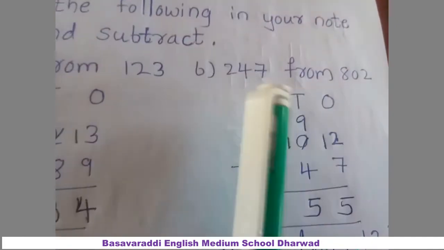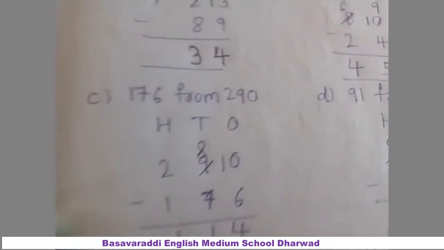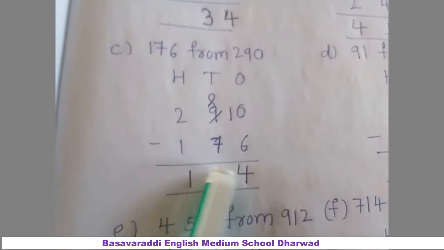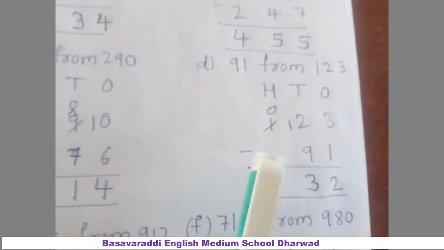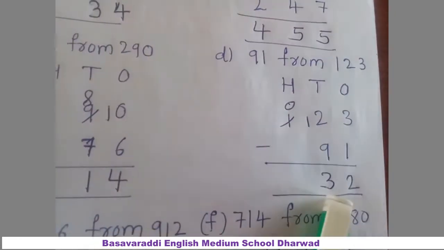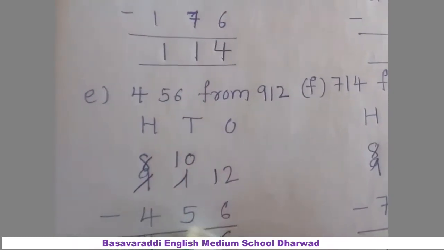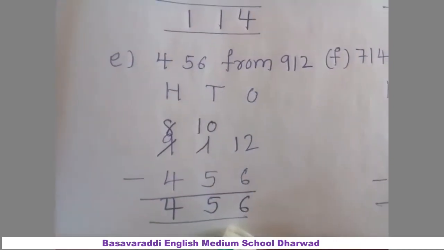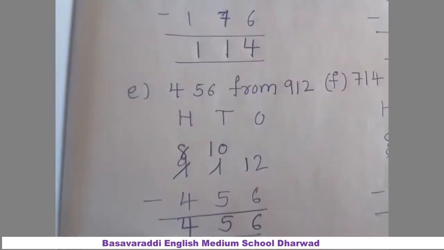802 minus 247. The answer is 555. 290 minus 176, the answer is 114. And 123 minus 91, the answer is 32. And 912 minus 456, the answer is 456.